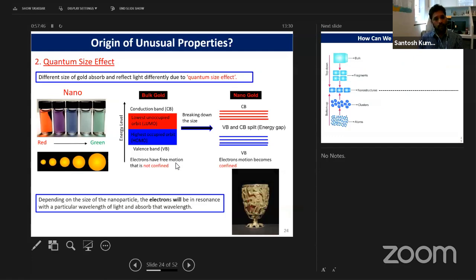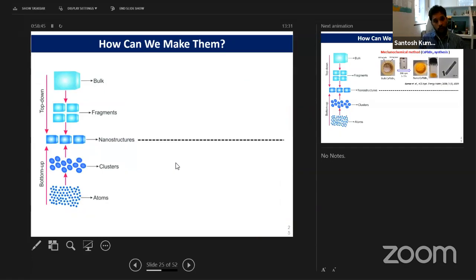That is the reason. When they act as a semiconductor and you shine a light, this energy gap will absorb or reflect light depending upon the energy of that gap. That is what is happening in the case of the gold nanoparticles embedded in the Lycurgus cup. They have a certain size, and depending upon their size, there is a certain energy gap. Based on that gap, the electrons are in resonance with a particular wavelength of light, and then absorb or emit that wavelength. That is why you are seeing a different light, right?